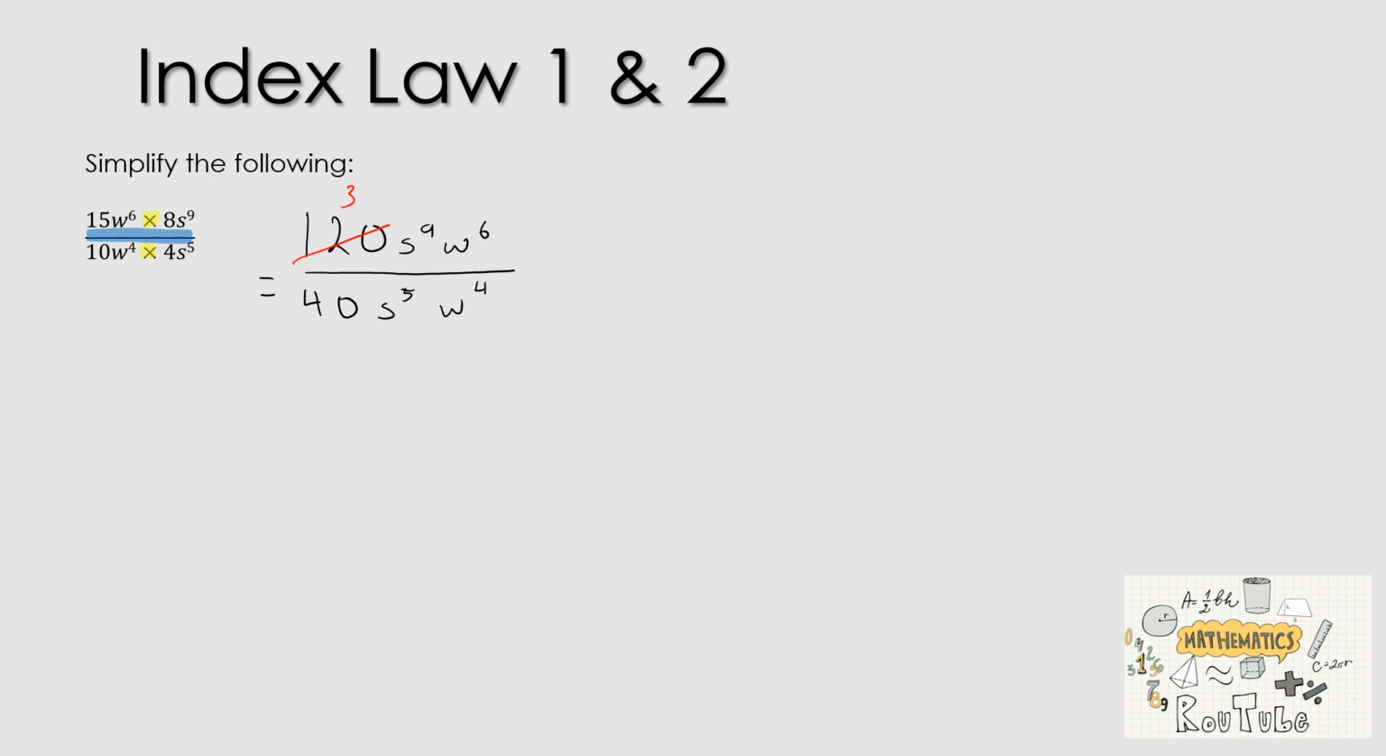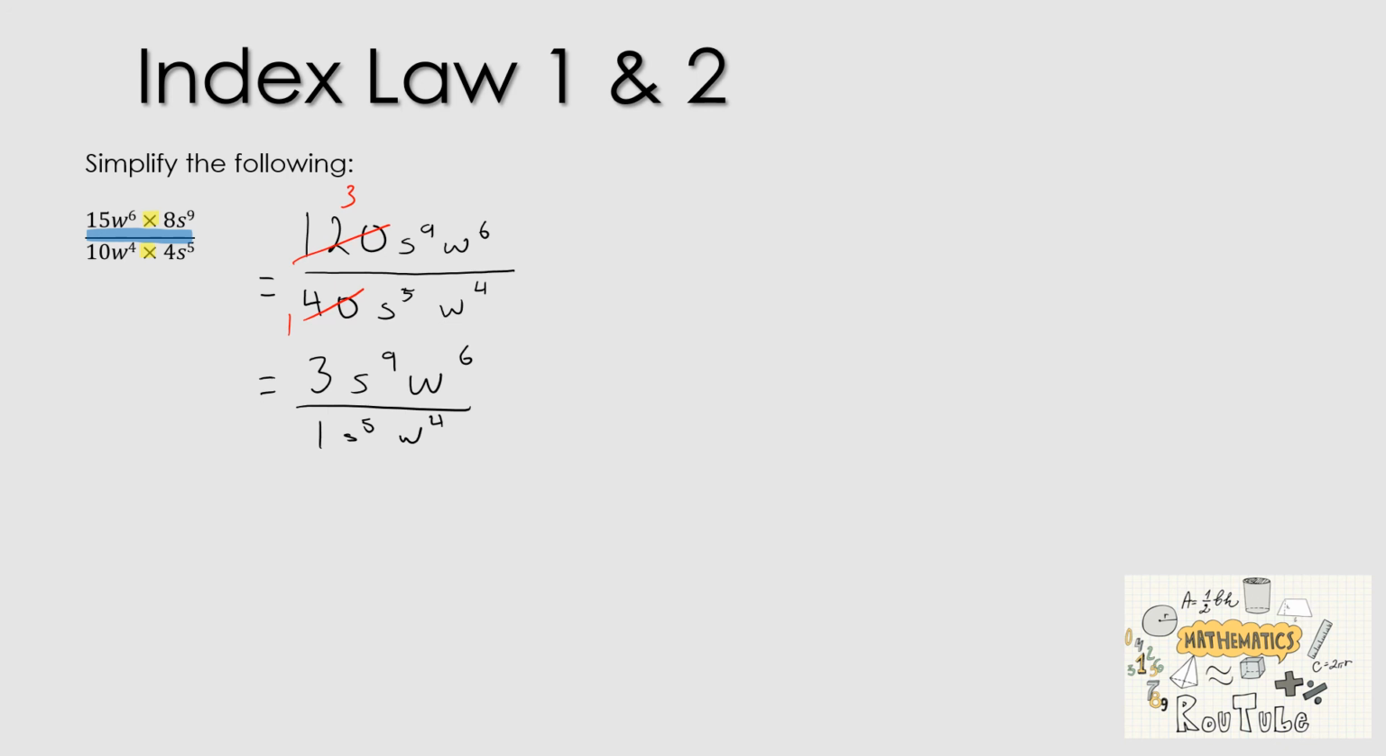So 40, how many times does 40 go into 120? It's going to be 3. And how many times does 40 go into 40? It's going to be 1. Okay, so now let's not try and do anything else. Let's just write what we have next. So we've now got 3 s to the power of 9, w to the power of 6, all over 1 s to the power of 5 and w to the power of 4.